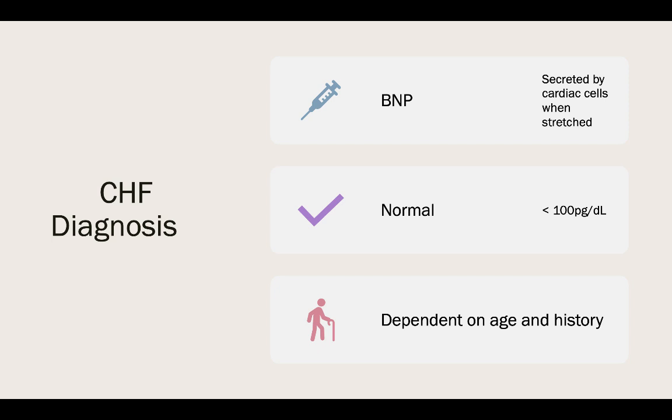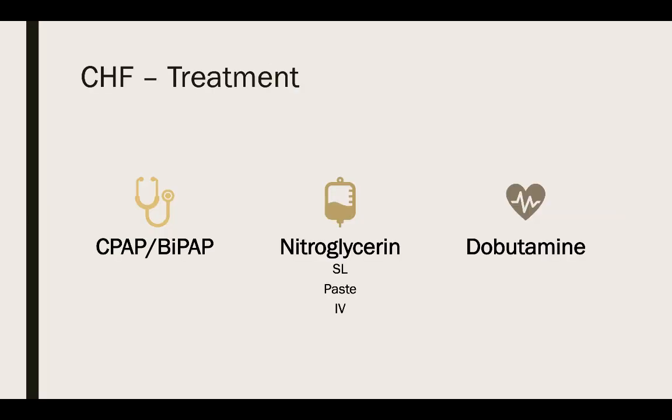Our normal BNP should be under 100. With these patients, it's going to be greater than that, much greater than that. We're talking 500, 600, into the thousands for the CHF pulmonary edema patients. Your BNP is going to be a little dependent on your age and your history, but anything over 100 is going to be elevated. When treating our CHF or pulmonary edema patients, our first-line treatment is going to be CPAP or maybe BiPAP. And again, we'll talk about that later on when we talk about ventilators and different ventilator settings.